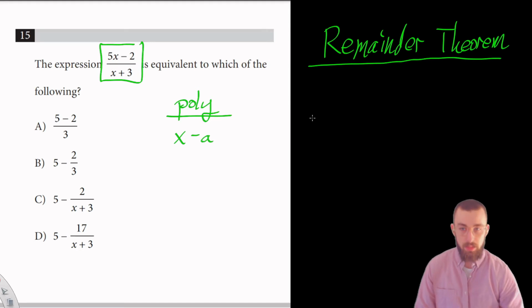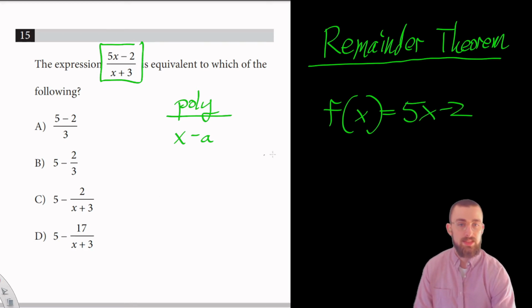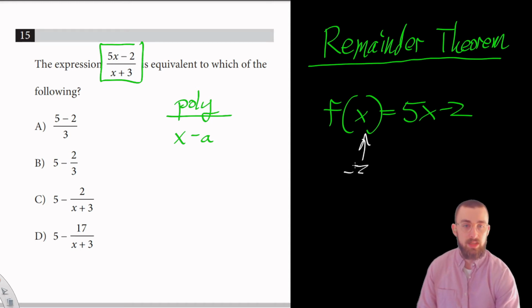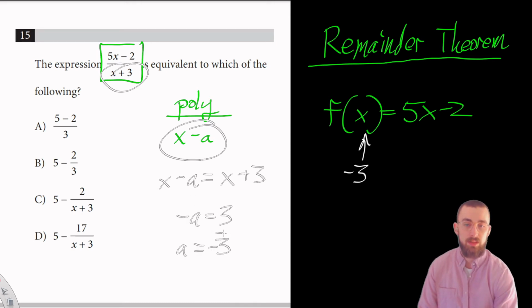So my f of x here would be 5x minus 2. And again, what the remainder theorem tells me is that if I plug in negative 3, because x minus a equals x plus 3, right? That's our underside. Get rid of the x's, negative a equals 3, therefore a equals negative 3.